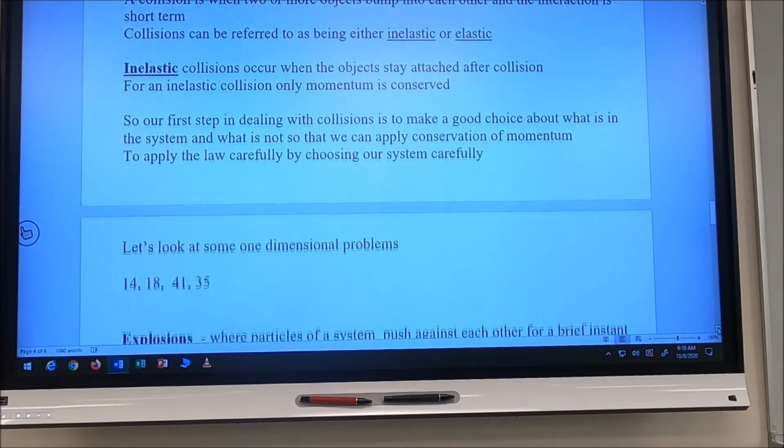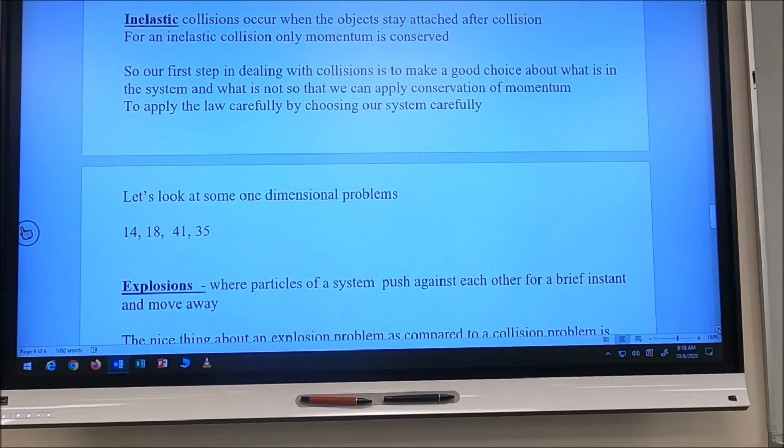In an inelastic collision, the objects stick together and are attached after the collision. In an inelastic collision, momentum is conserved. In an elastic collision, the objects recoil off each other. We'll talk more about that later because there are some extra layers of things we have to add in for an elastic collision. Right now we're looking at inelastic collisions.